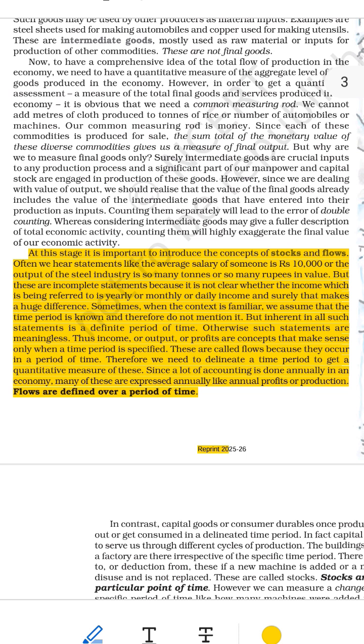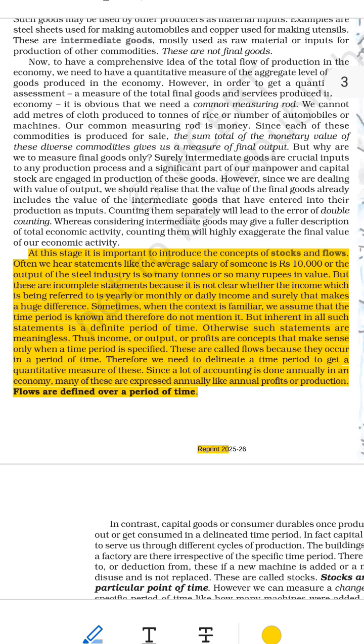At this stage, it is important to introduce the concepts of stocks and flows. We are learning the difference between two types of things in economics. Stocks, things you have; flows, things that happen over time. Often we hear statements like the average salary of someone is 10,000, or the output of the steel industry is so many tons or so many rupees in value. Examples of flow type things. Salary, 10,000 per month or year. Steel output, how much is made in a year.